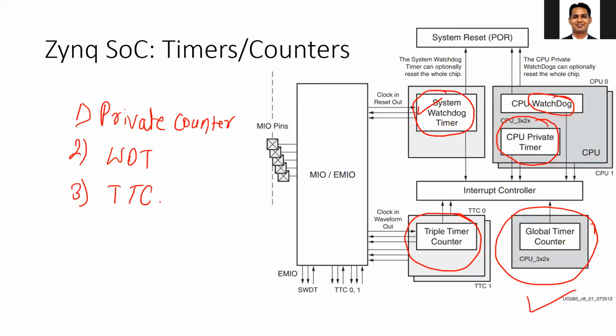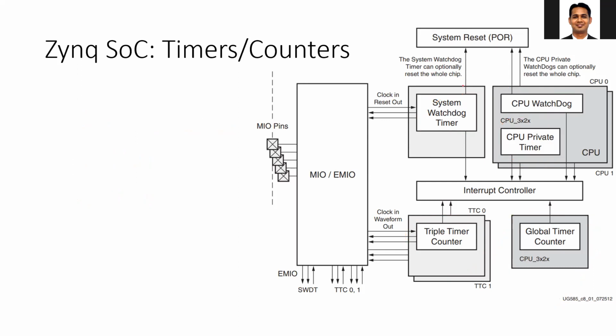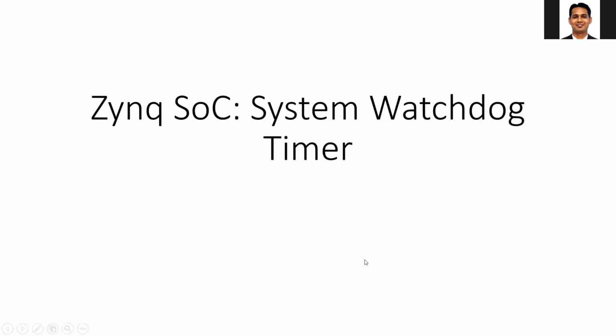As discussed before, in our Zynq SoC we have two types of watchdog timer. One is the CPU specific watchdog timer and the second is the system watchdog timer. In this case, we are going to focus on the system watchdog timer. Before we go into the details, let's discuss some theory about what the watchdog timer is.